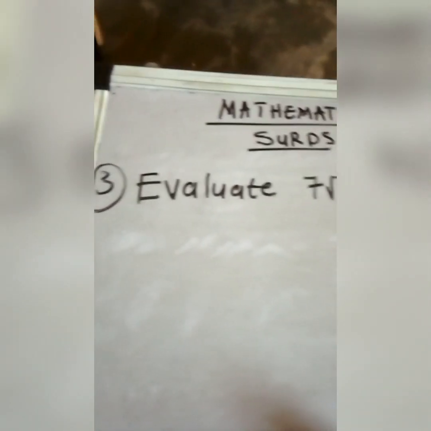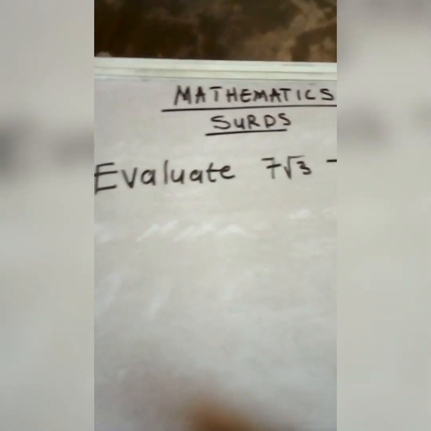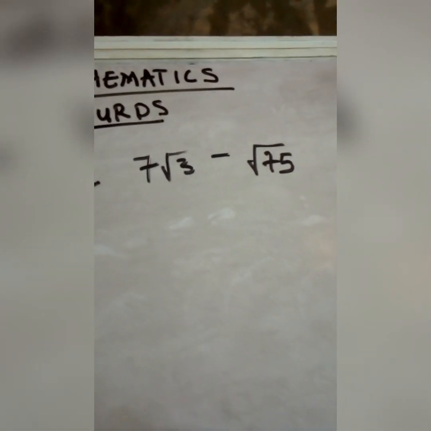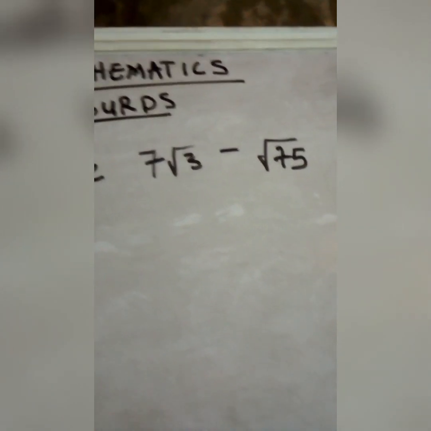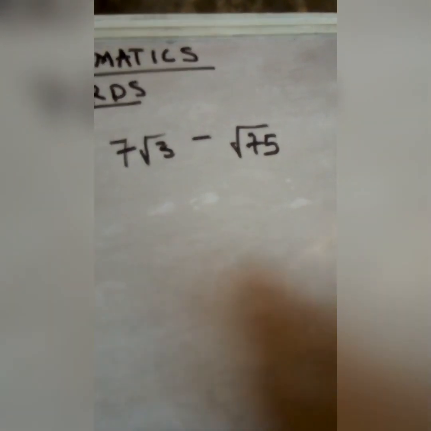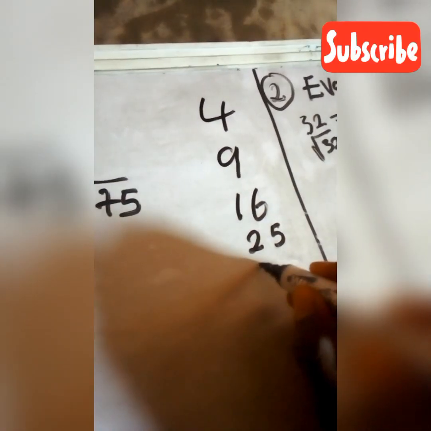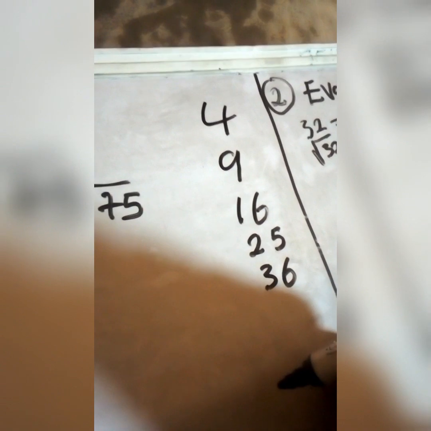Okay, now this is the third example we'll be solving. Evaluate 7 root 3 minus root 75. That is the question. So first thing first, what did I say we will do? We'll start writing the perfect squares. It's very important to write them. 3 times 3 is what? 9. 4 times 4 is what? 16. 5 times 5 is what? 25. 6 times 6 is 36, and so on and so forth.